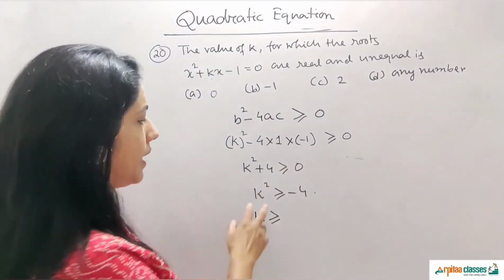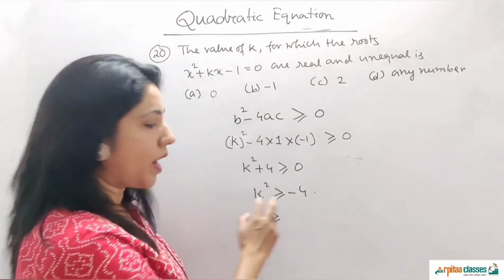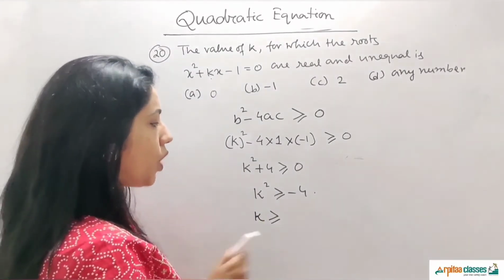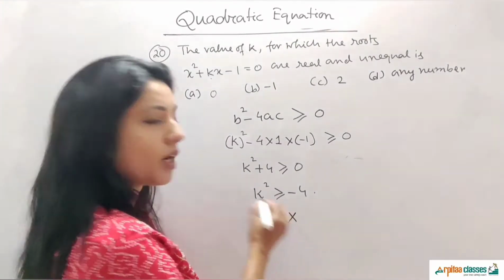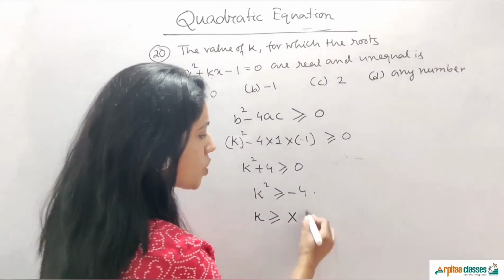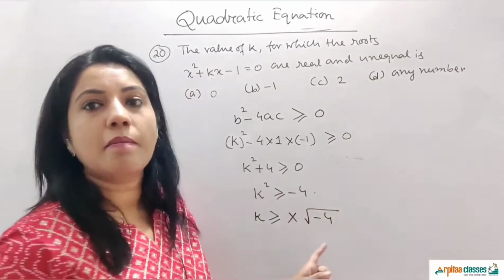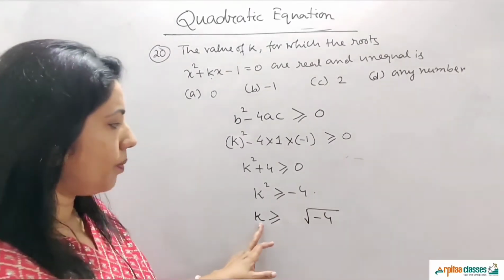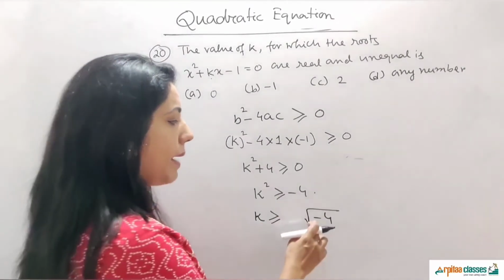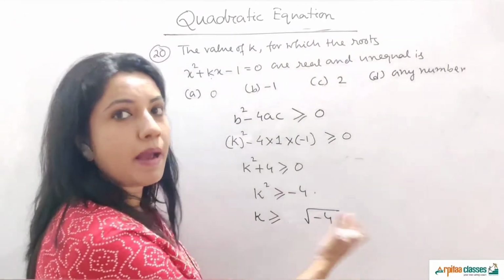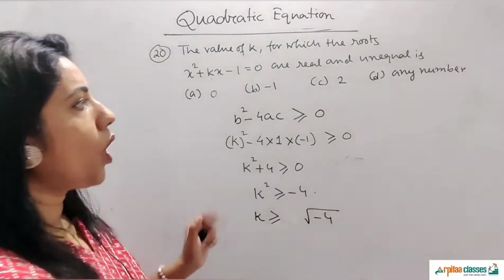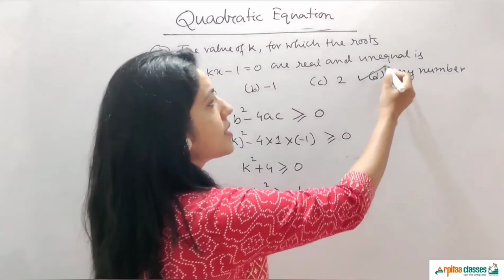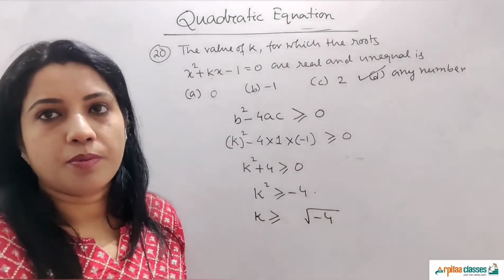After solving, we are getting k square is greater than equal to minus 1. So we will not be able to find out k from this, because the square root of minus 4 is imaginary. If k square is greater than equal to minus 1, so k should be equal to the square root of a negative number, which is imaginary. We cannot get this. So the option will be, it is any number. D is the right option for this.